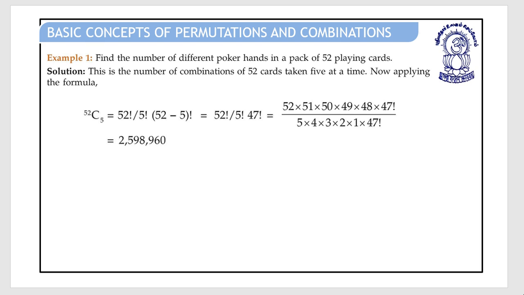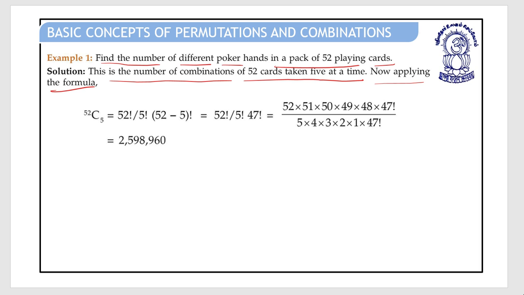Now understand with an example. Find the number of different poker hands in a pack of 52 playing cards. This is the number of combinations of 52 cards taken 5 at a time.